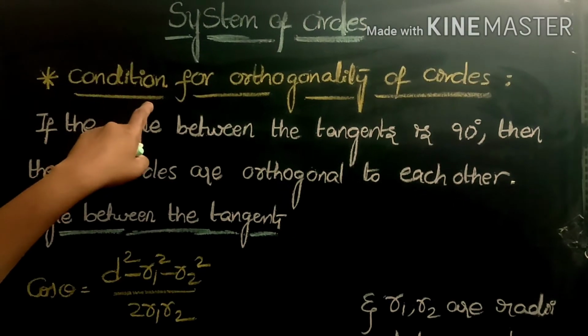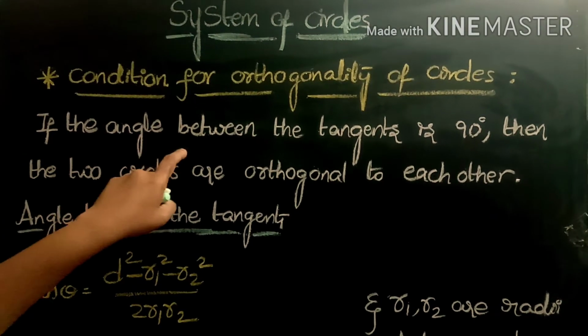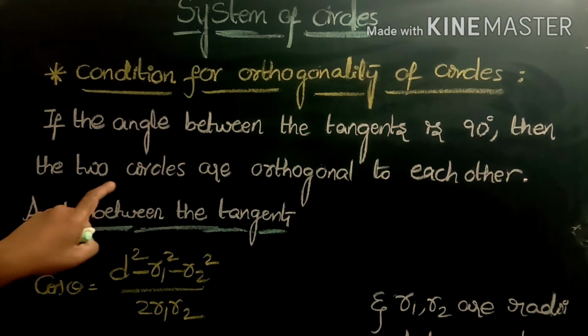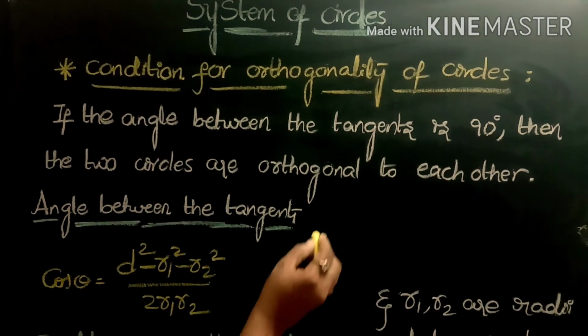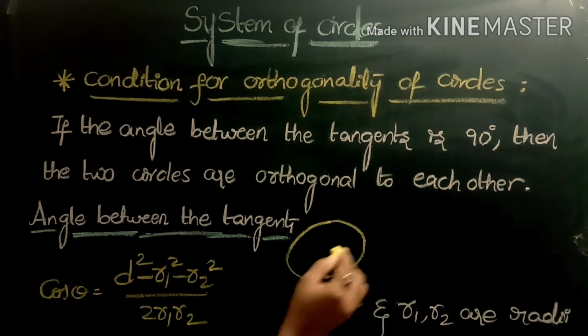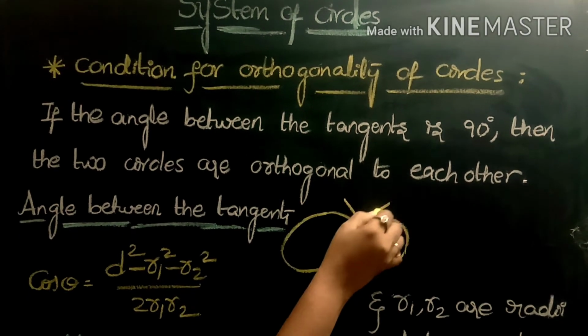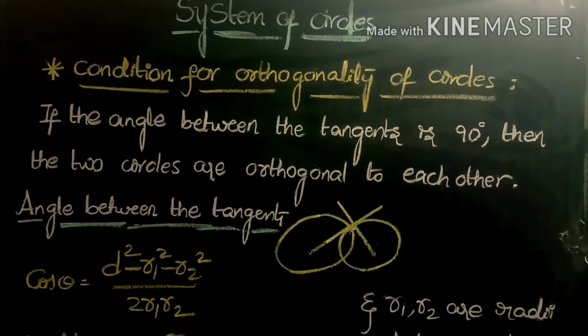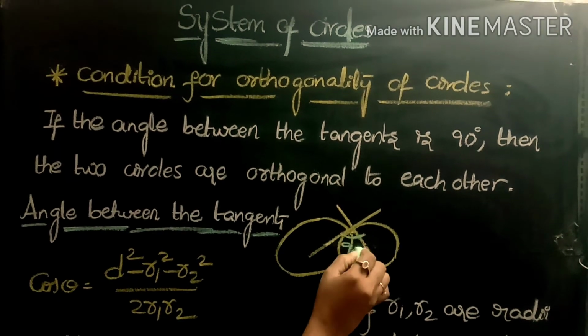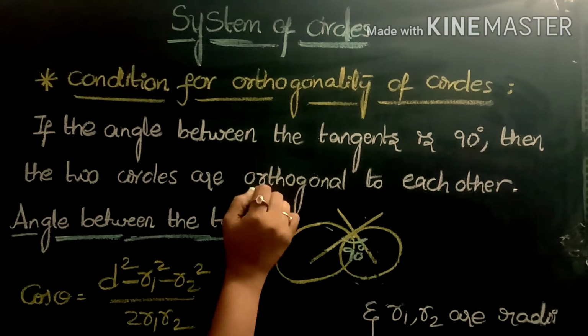Next, the condition for orthogonality of the circles: if the angle between the tangents is 90 degrees, the two circles are orthogonal to each other. Now these are the circles, and at the point of intersection we take the tangents here. If the angle between the tangents equals 90 degrees, the two circles are said to be orthogonal to each other.